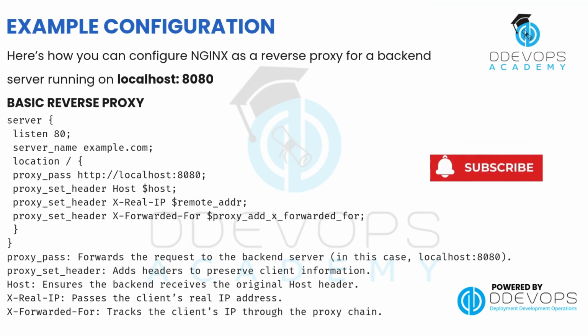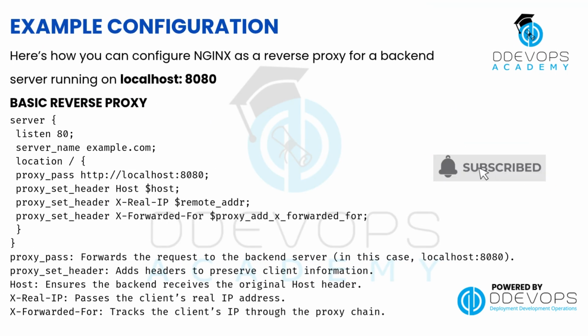Example configuration. Here's how you can configure Nginx as a reverse proxy for a backend server running on localhost 8080. Basic reverse proxy. Full configuration block. What each part does. Listen 80. Nginx waits for web requests on port 80, the standard HTTP port. Server name example.com. This tells Nginx to handle requests for your website domain.